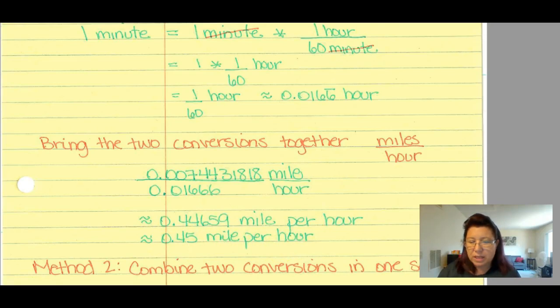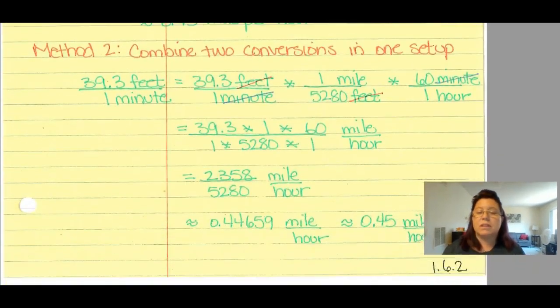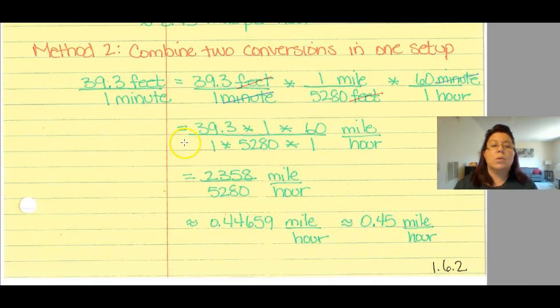Now the other way of doing it is doing it together. If we do it together, we're going to change the feet to mile and the minute to hour. So there's going to be lots of crossing out. There's going to be several conversions. There's going to be at least two conversion factors all in one fell swoop. It's all multiplication, so it's okay.